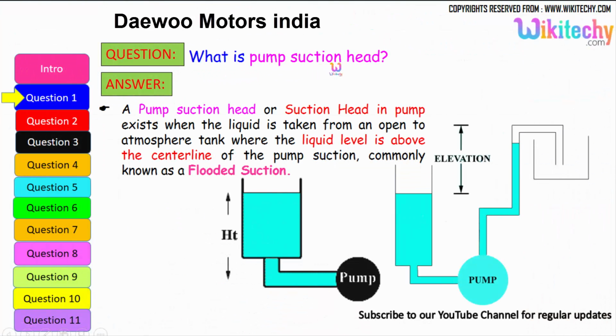What is a pump suction head? A pump suction head exists when the liquid is taken from an open atmospheric tank where the liquid level is above the center line of the pump suction, commonly known as flooded suction. So automatically the pump suction will try to pick the water or any liquid from one area to the other area based on the atmospheric pressure.